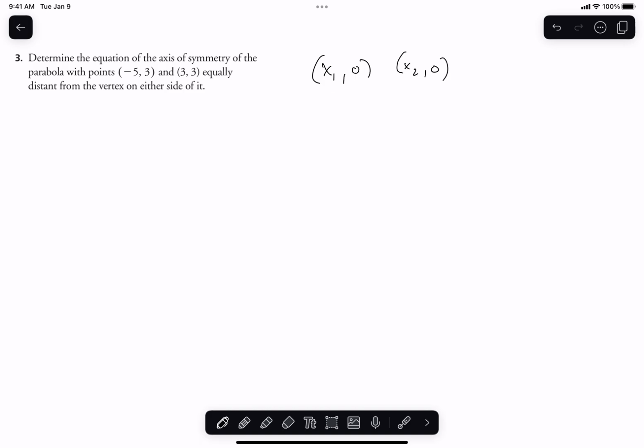What I would have done in order to find that in that particular instance, because the y values match, they're at an equal height, right on the x-axis, is take x1 plus x2 divided by 2. That would be my axis of symmetry.